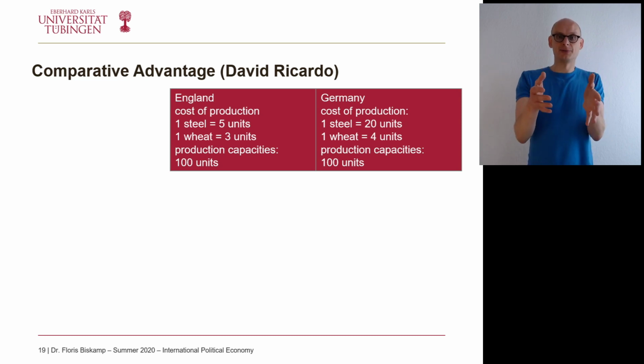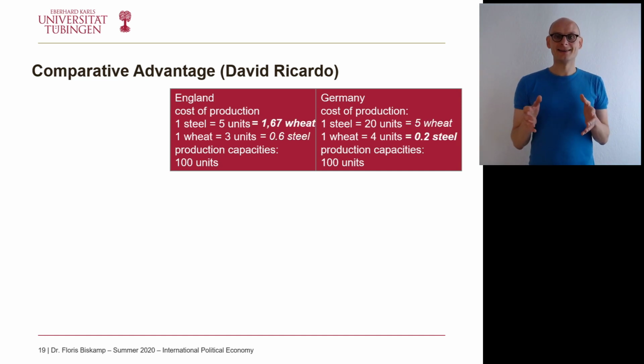However, now David Ricardo steps onto the stage and makes a different calculation. He says, well, absolute advantage might be fine, but what we have here is actually still an advantage, but a comparative advantage. What Ricardo adds is the relation of the cost of one commodity and the other commodity in each country. So now you see that producing 1 unit of steel costs the equivalent of producing 1.67 units of wheat in England. And of course, the inverse is also true, that producing 1 unit of wheat in England costs the equivalent of 0.6 units of steel.